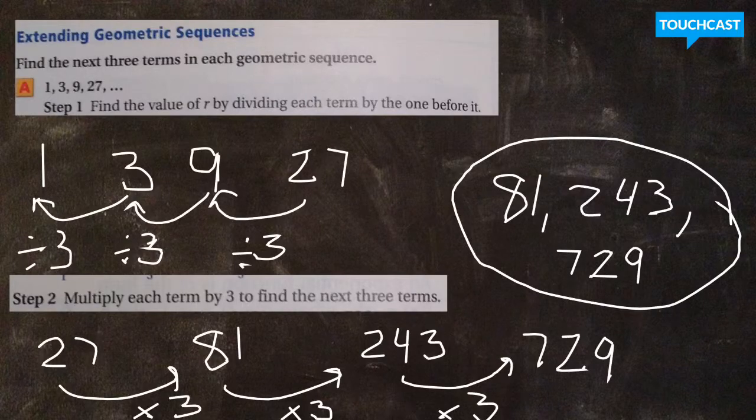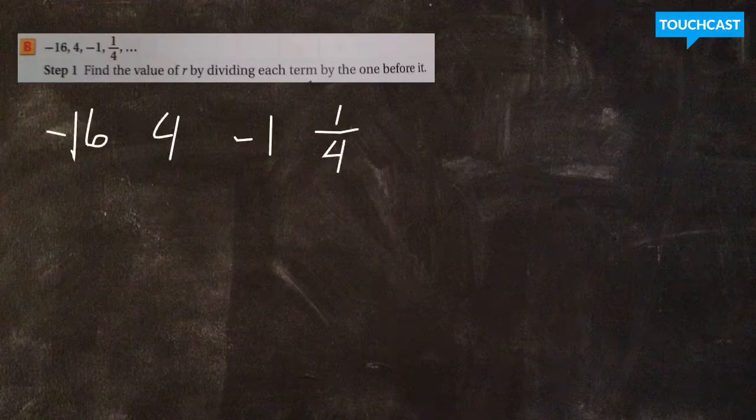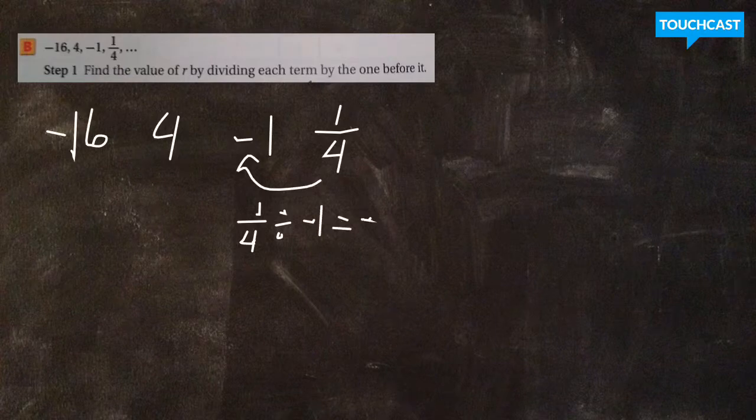Let's try another example. So we have the sequence that starts with -16, and then goes to 4, and then to -1, and then to 1/4, and that pattern keeps going forever and ever. So our first step is to find the value of r by dividing each term by the one before it. So we're going to go 1/4 to -1. We're going to go 1/4, and we're going to divide that by -1, which is just -1/4.